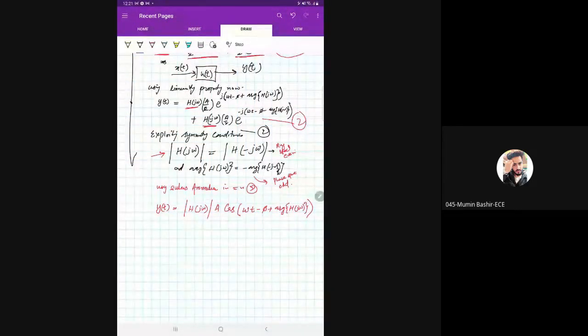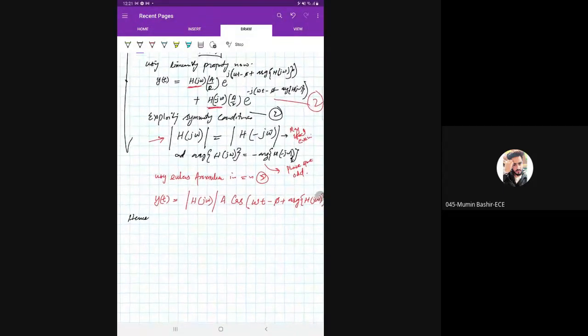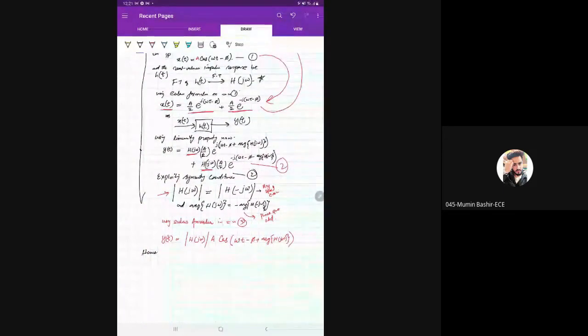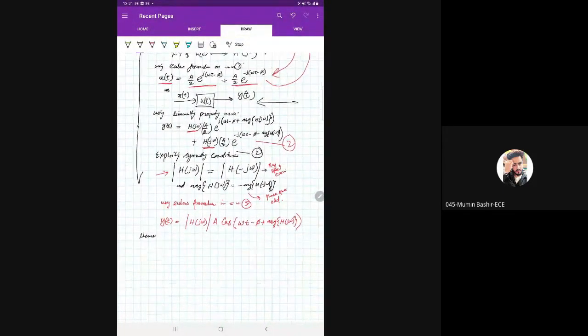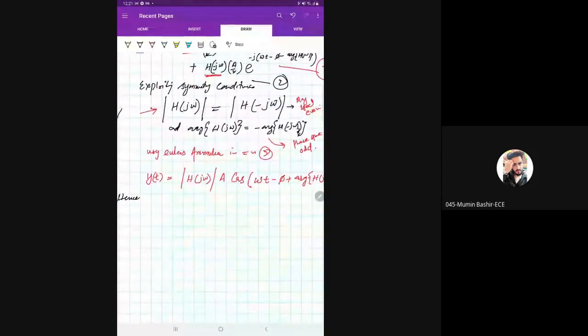So after obtaining this equation, we can now conclude that hence this system, which system? This system, the system that I have shown here in the diagram. I have skipped many steps there. You can write each step properly at your own place. I have skipped because otherwise it will take a lot of time.